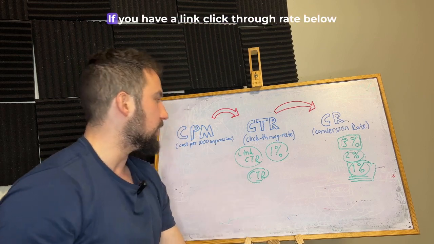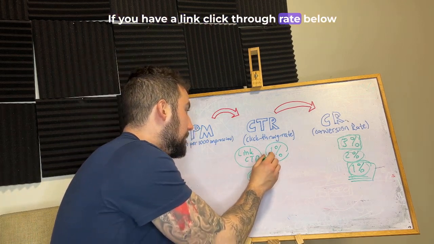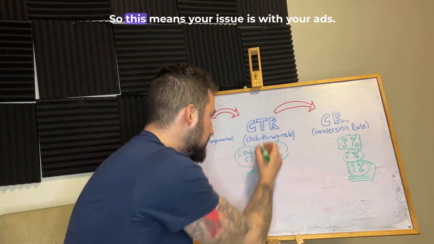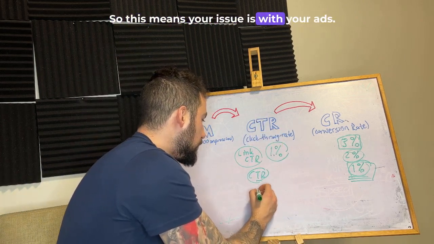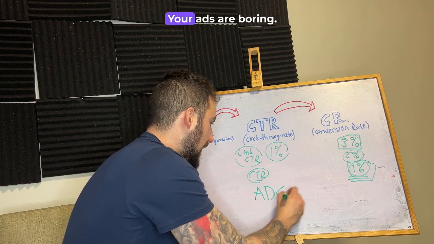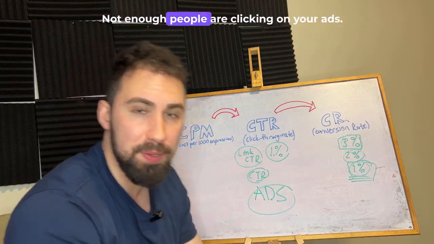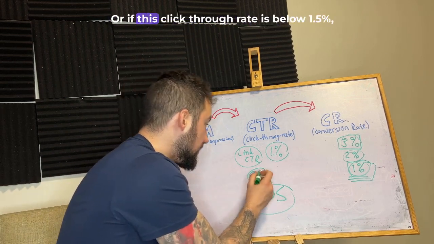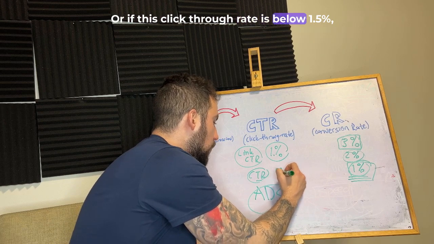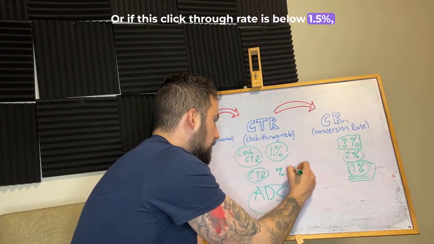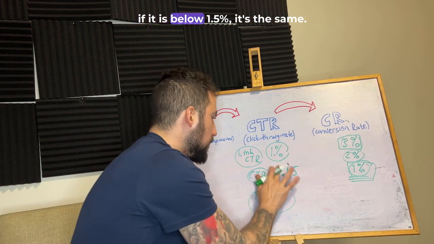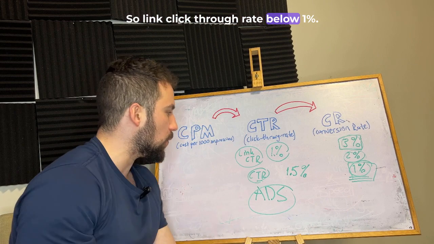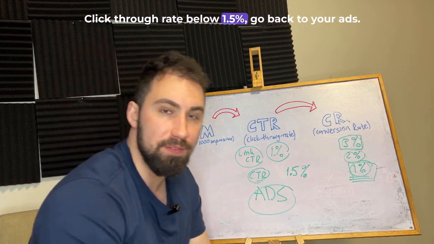So let's go back. If you have a link click-through rate below 1%, you have to fix your ad creative. So this means your issue is with your ads. Your ads are boring. Not enough people are clicking on your ads. That's the issue, right? Or if this click-through rate is below 1.5%, it's the same. So link click-through rate below 1%, click-through rate below 1.5%.